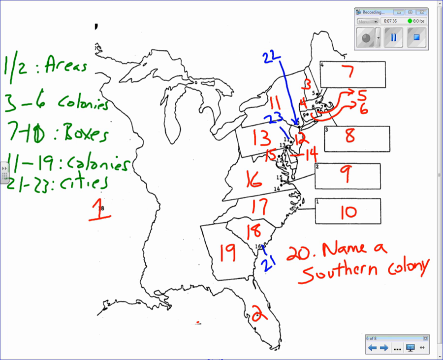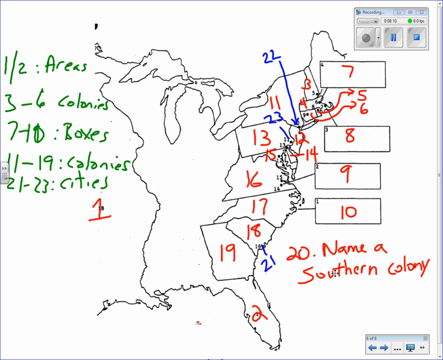11 is New York. 12 is the colony of New Jersey. 13 right here is Pennsylvania. 14 is Delaware. 15 is Massachusetts. 16 Virginia. 17 is North Carolina. 18 is South Carolina. 19 is Georgia.